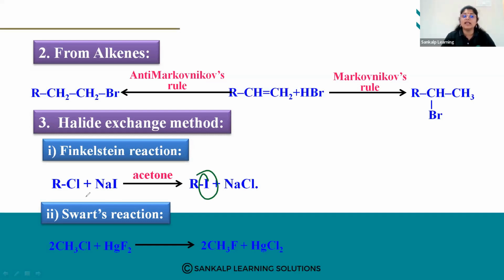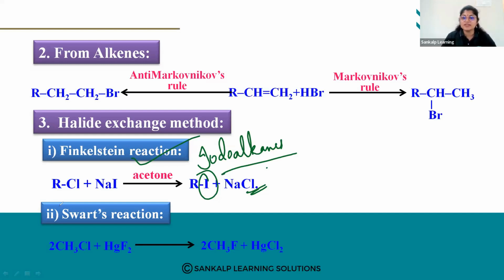So what is happening here? Alkyl chloride is treated with sodium iodide in the presence of dry acetone, and you yield iodoalkanes, and NaCl is the byproduct which is obtained. So in the Finkelstein reaction you can prepare iodoalkanes. The Finkelstein reaction is the best reaction for preparing your iodoalkanes.